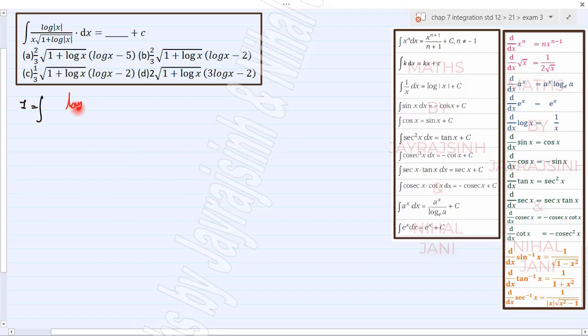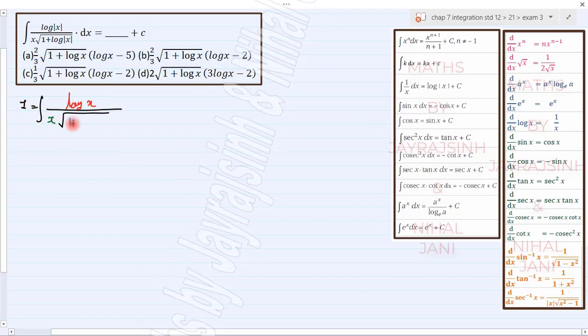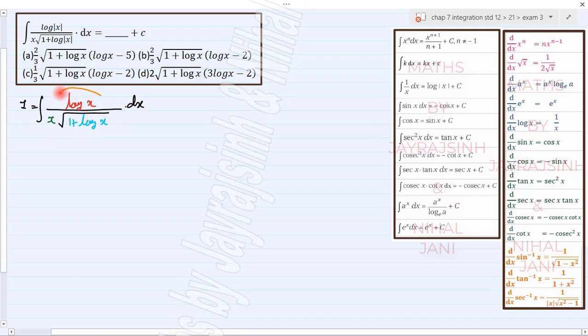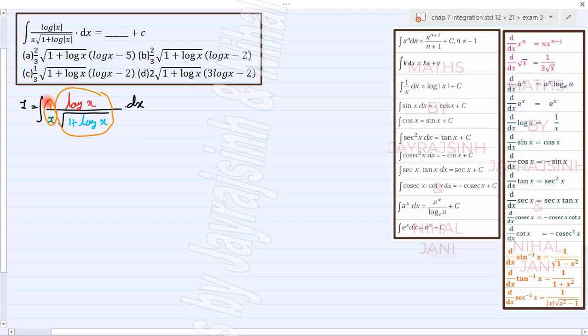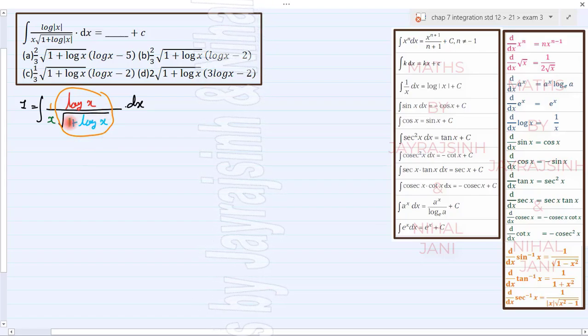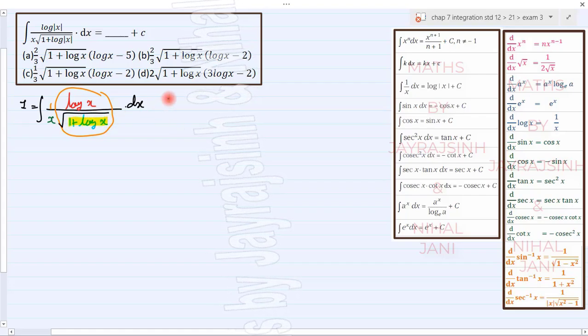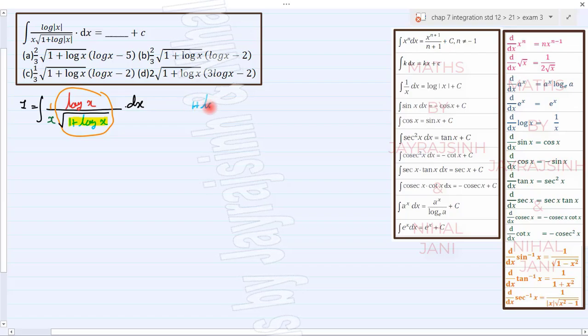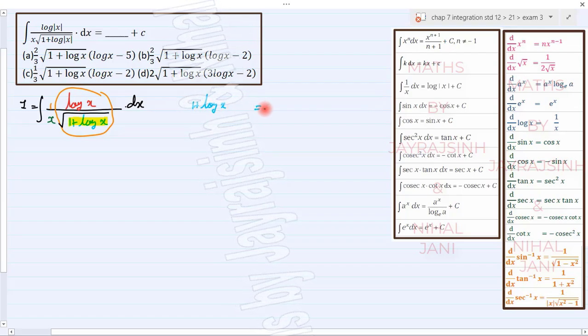Here we have to integrate log x upon x under root of 1 plus log x. Here we have the function of log x and its differentiation is available within the multiplication of dx, which suggests that we have to assume log x equal to t, but 1 plus log x is your inner function. So let's assume 1 plus log x is equal to t.